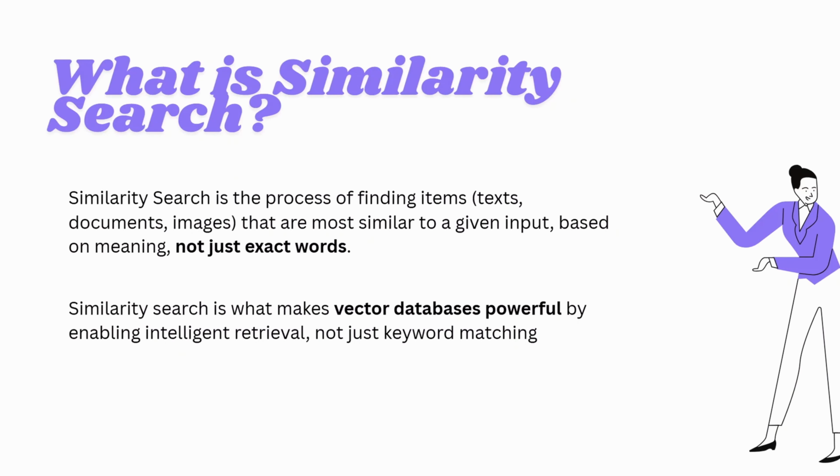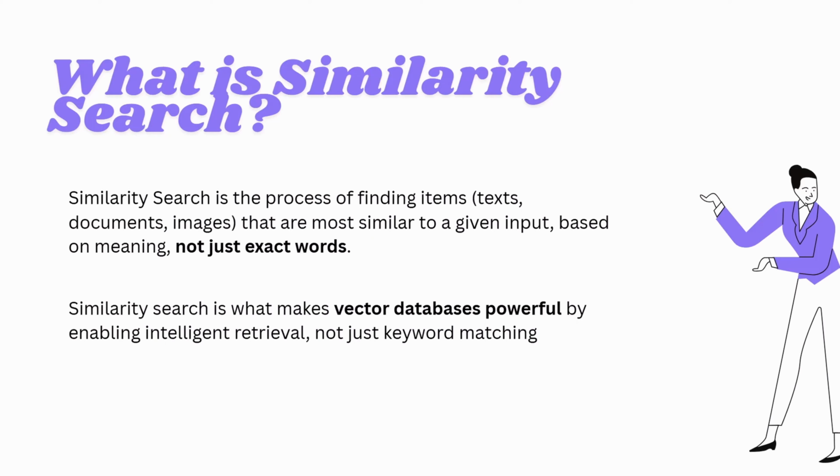So, what is similarity search? It is the process of finding items like texts, documents, or images that are most similar in meaning to a given input. And this is the key difference. Instead of matching exact words, we are comparing semantic meaning using vectors. This is what makes vector databases so powerful.